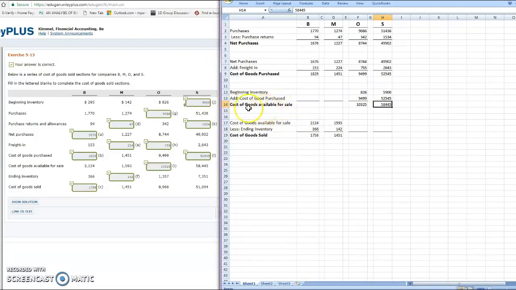So our cost of goods available for sale is everything we have on hand. So if we take that, we subtract out the cost of goods that we purchased throughout the period that these numbers are from, it gives us our beginning inventory of $5,900, and that was plugged in there.